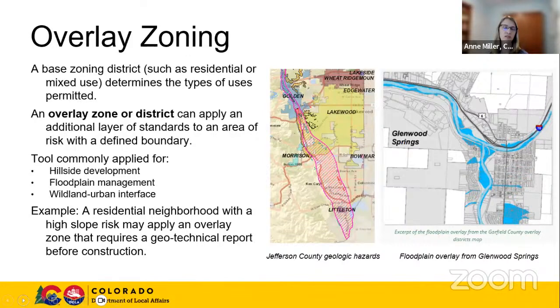So this tool is to basically overlay, as was mentioned, some additional code restrictions to reduce that risk, overlaid on your residential zone or commercial zone or whatever. So Jefferson County has an overlay zone on geologic hazards, and Glenwood Springs is another example regarding floodplain overlays. There's also good examples in Colorado Springs of wildfire. We'll talk about that in just a moment. So the next slide, please.